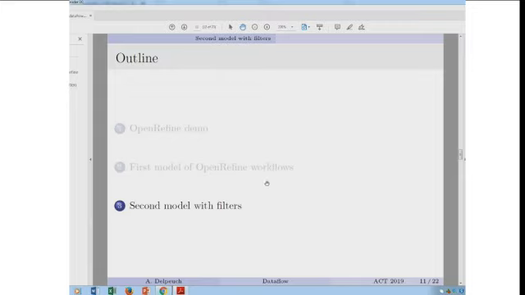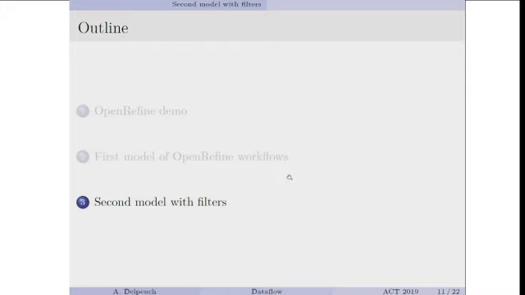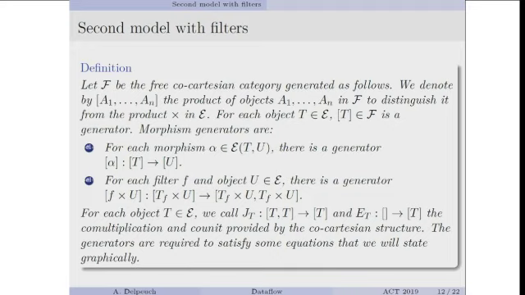So how can we model that? I'm sure there's many ways you can do it. And one way I've come up with is just to take the first model we had and generate a new category on top of it. So we generate a free co-Cartesian category on top of it. And this is, of course, a bit hard to read. I'm going to show you in a minute a graphical representation for it. But simply speaking, the objects of this new category are just lists of objects of the first category. So you can think of them as disjunctions of schemas, because the previous objects were table schemas.